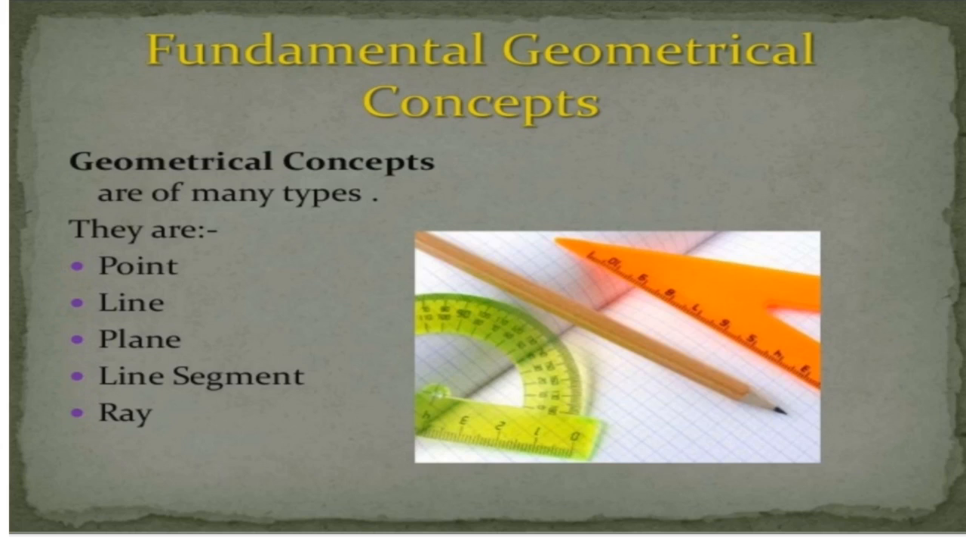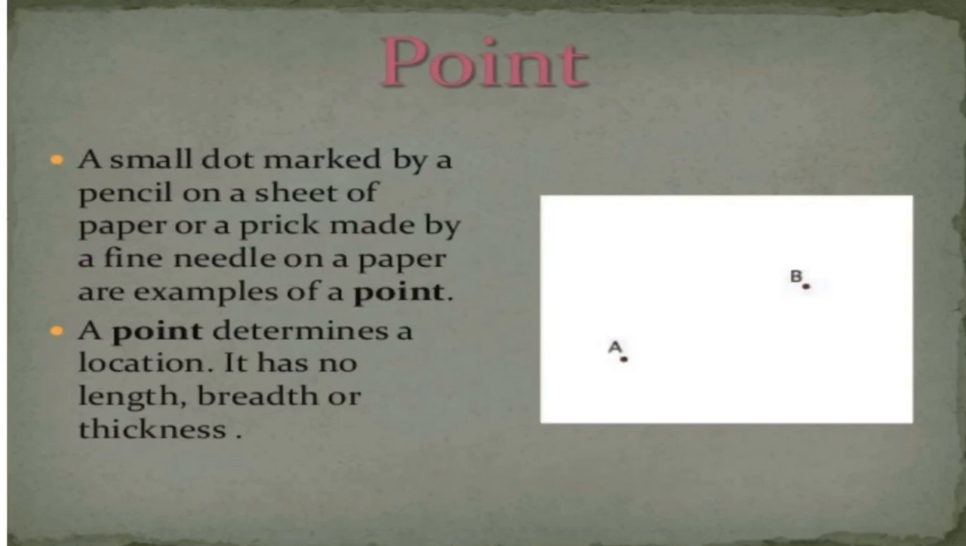Well, now let us understand these concepts one by one in detail. And so we'll start with point. A small dot marked by a pencil on a sheet of paper or a prick made by a fine needle on a paper are examples of a point. A point determines a location. It has no length, breadth, or thickness. Here, the figure shows 2 points A and B.